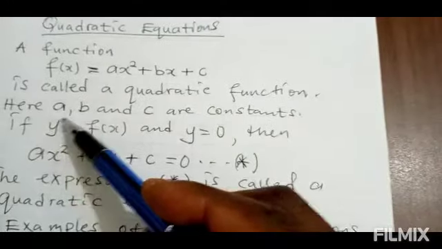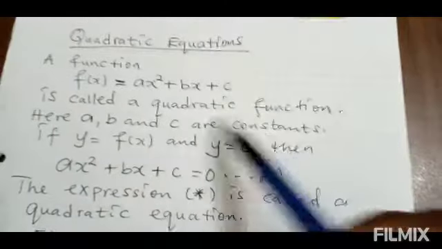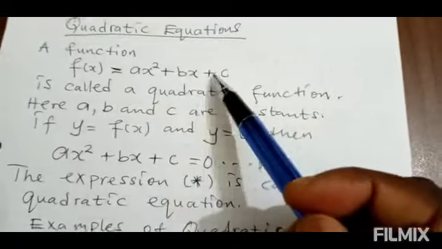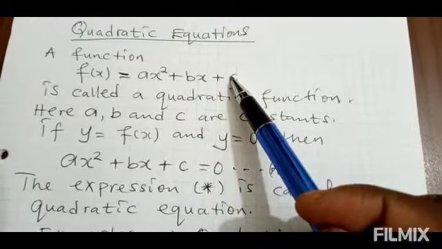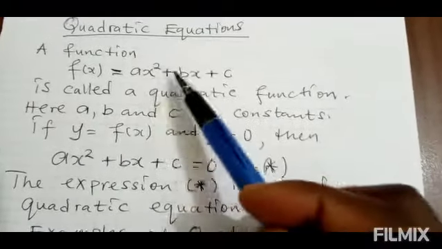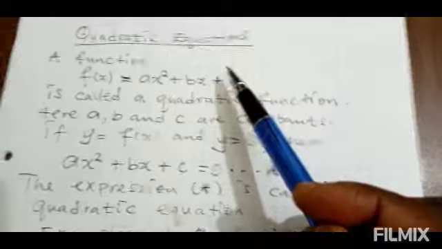Here a, b, and c are constants. You know what that means? It just means that these are numbers of real value. Okay, real numbers. These are real numbers.